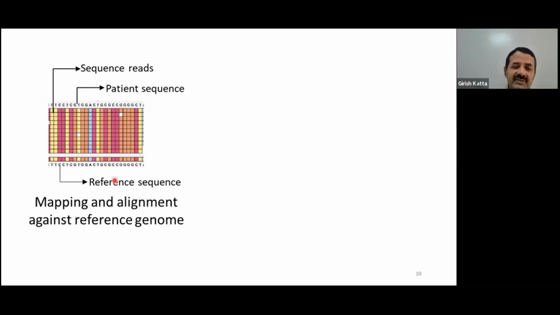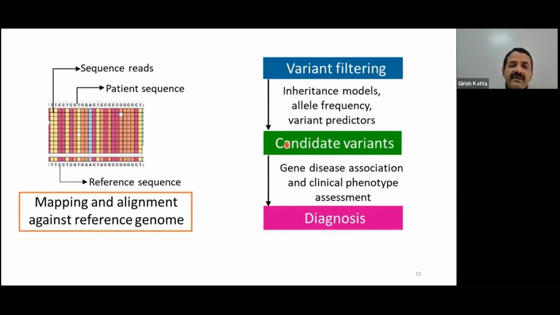Okay, so this is called mapping and alignment. Mapping is finding out the location where it fits, and then we align all the reads against the reference sequence. And then what we do next is we find out the variation from the normal. If you compare the reads against the reference sequence, you get different variants. So that is called variant calling. Then you get a variant call file, VCF file, which has all the variants.